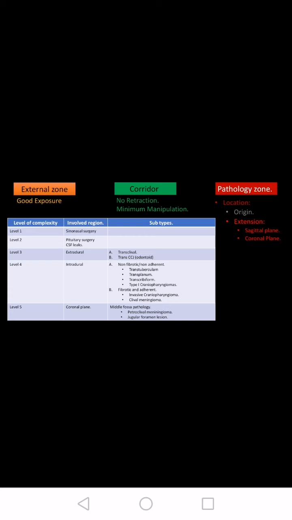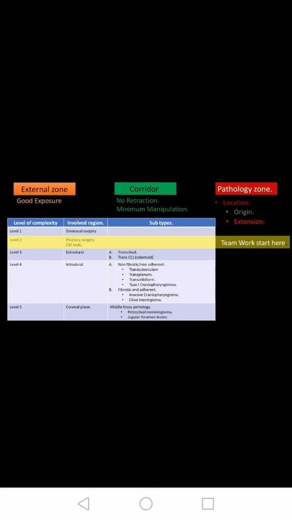And based on the extension, you can divide the complexity level of endoscopic endonasal approaches into 5 levels. The first level is the sinonasal procedure, where you start to understand the basics of the endoscopic endonasal approach, especially for the neurosurgeon and neurosurgery resident. I always advise them to go and observe how our colleague and rhinologist do this procedure, and try to understand the small tricks and tips that need to be learned during these simple approaches.